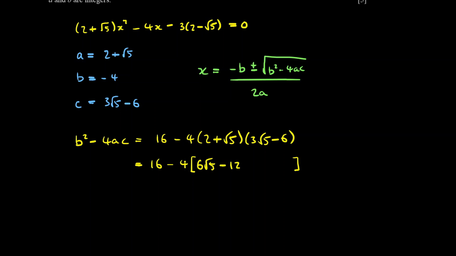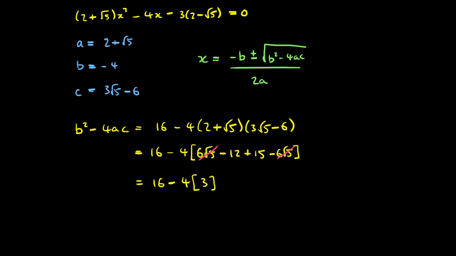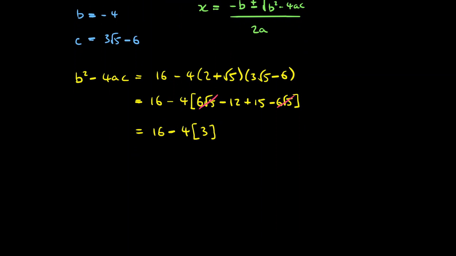Root 5 times 3 root 5: well, root 5 times root 5 is 5, and 3 times 5 is 15. And then we've got root 5 times minus 6, which is minus 6 root 5. Now, one of the things we can notice, very convenient, is that the 6 root 5 and the minus 6 root 5 cancel off. So we're left with 16 minus 4 bracket, negative 12 plus 15 is positive 3. And so 4 times 3 is 12, and 16 minus 12 is 4.